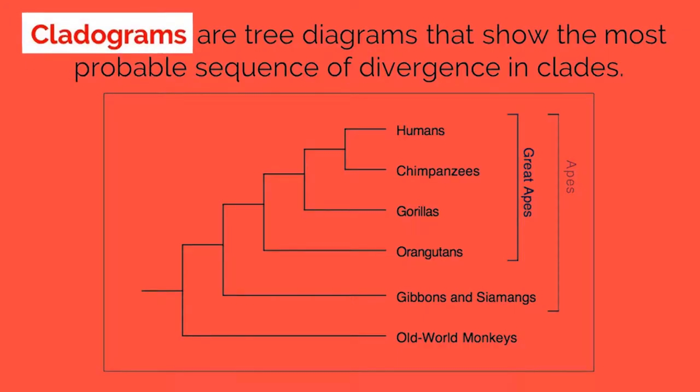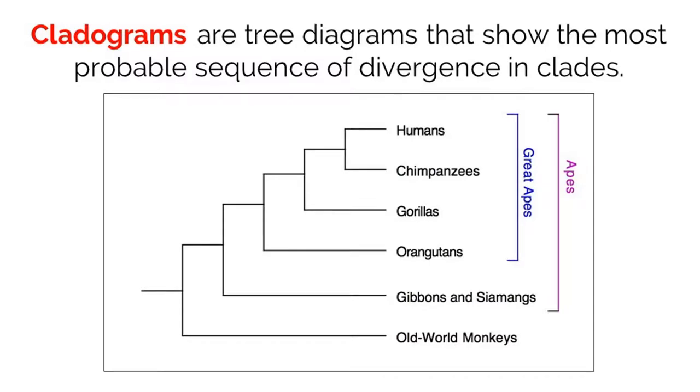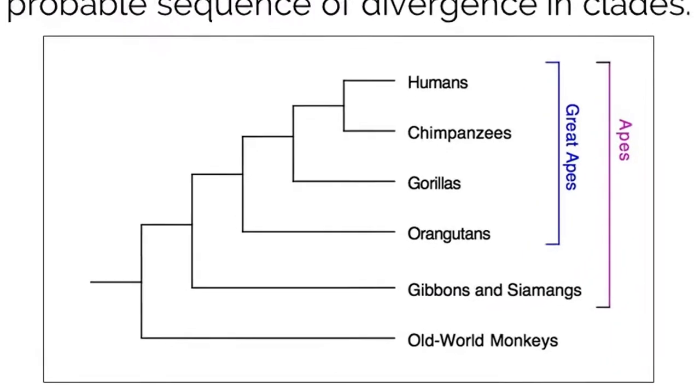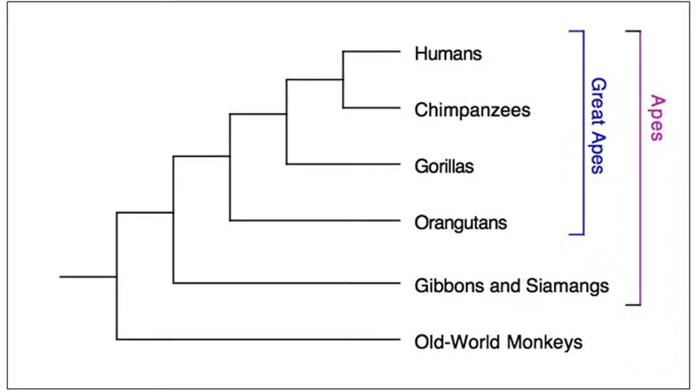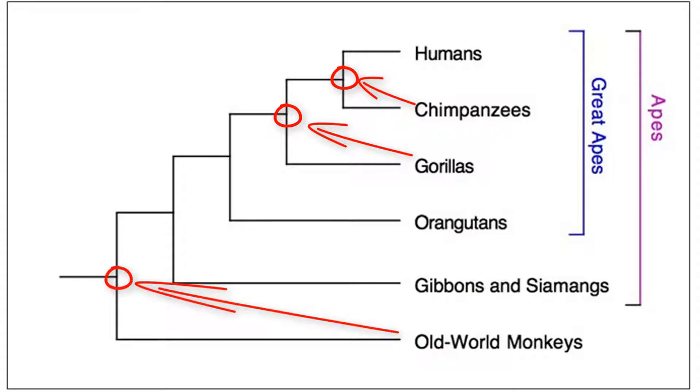Cladograms are tree diagrams that show the most probable sequence of divergence in clades. With this information, we can begin to identify which organisms share a more recent common ancestor compared to others. For example, take a look at this cladogram of humans and other primates. It shows that humans shared an earlier common ancestor with chimpanzees than with gorillas. And if we go back far enough, humans share a common ancestor with Old World monkeys here, which also gave rise to all of the other apes in the diagram.